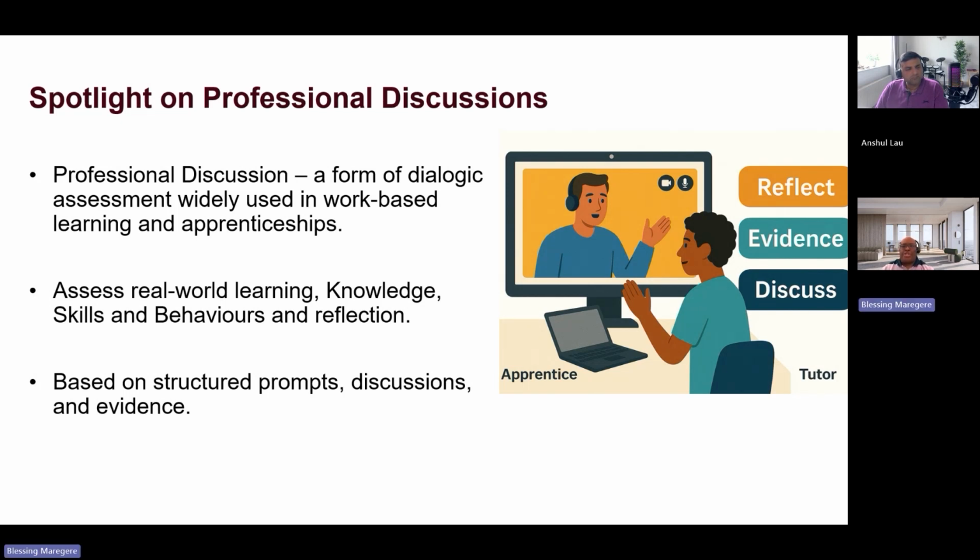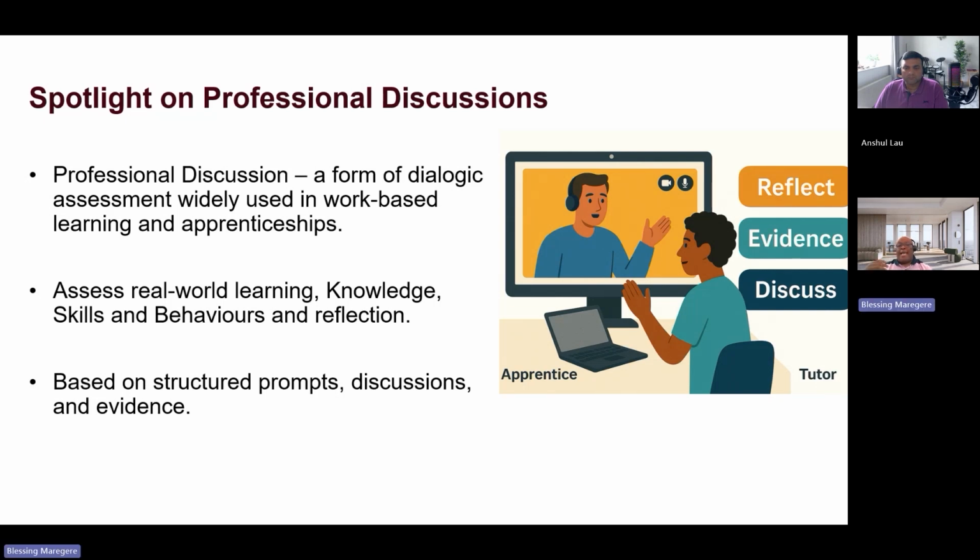So a professional discussion is a structured, scaffolded conversation that enables the apprentice or the learner to articulate the knowledge and skills they've developed and to reflect on the practice and growth that they've gone through. When we look at traditional assessments, we are quite limited in terms of offering that opportunity to do that in an authentic way.